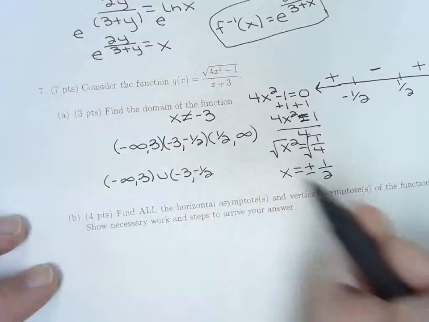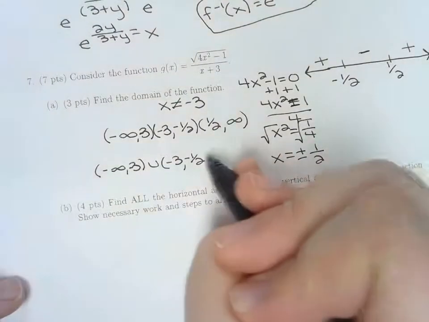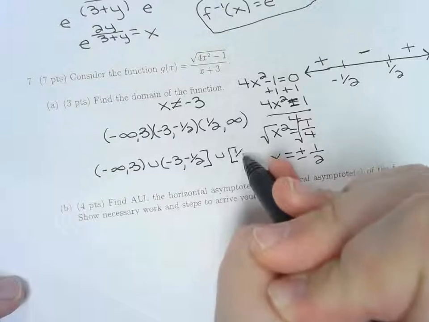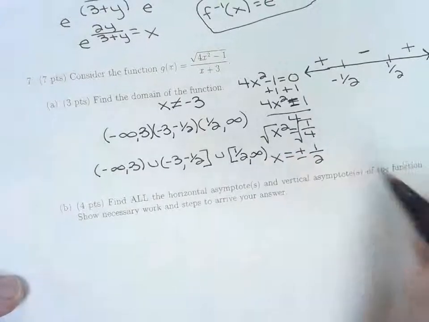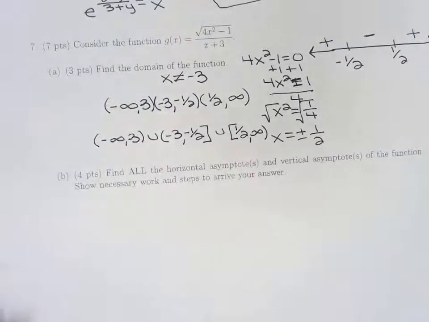If I look at the halves, those would actually be in brackets because I could include a half. Yes, good catch. So negative a half and a half would be in brackets because I can take the square root of 0. And negative 3 cannot be in brackets because I cannot include negative 3, because that will give me 0 in the denominator. Correct. I can take the square root of 0, but I can't have 0 in the denominator. So that's why there are no brackets at negative 3, but there are at negative a half and a half.